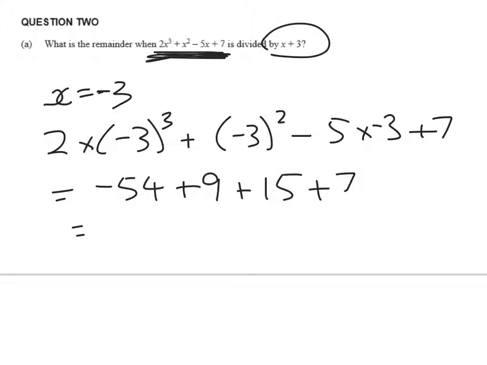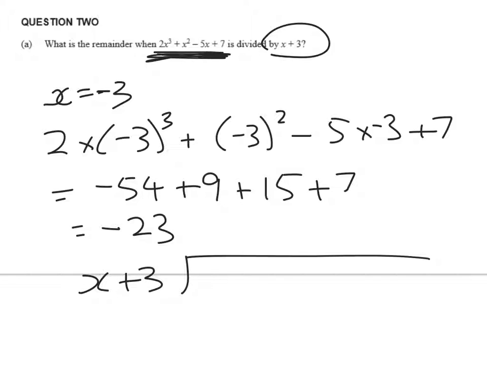And that equals, well, you're going to grab your calculator and do that. I'm going to try and do it in my head. -54 plus 31 is equal to -23. Okay, so that's using the remainder theorem. The other way to do it, of course, is just to get on with it and do your long division, but that's going to take a bit longer.